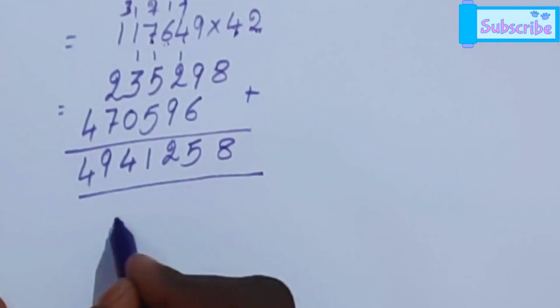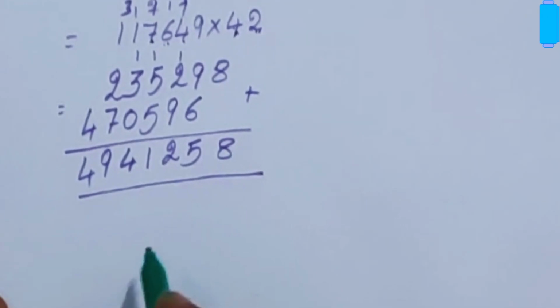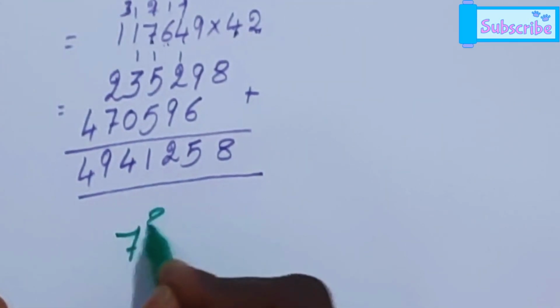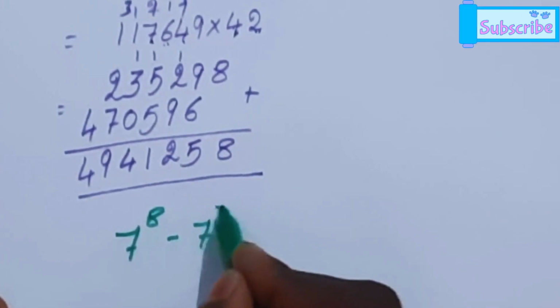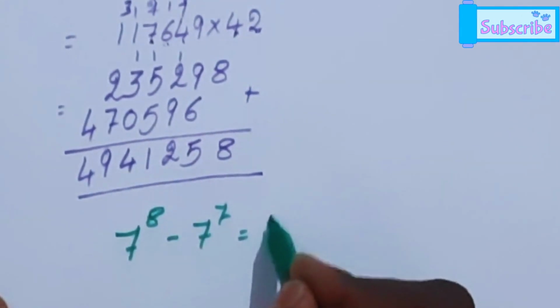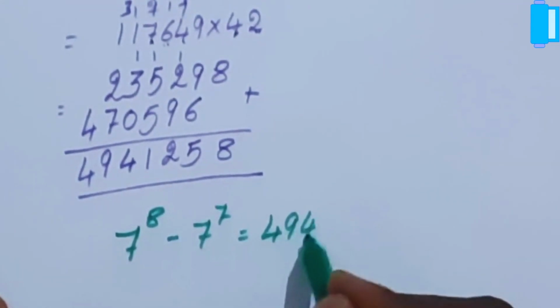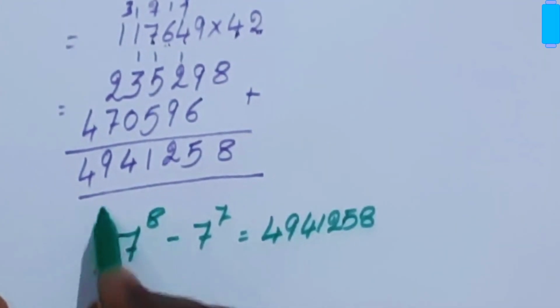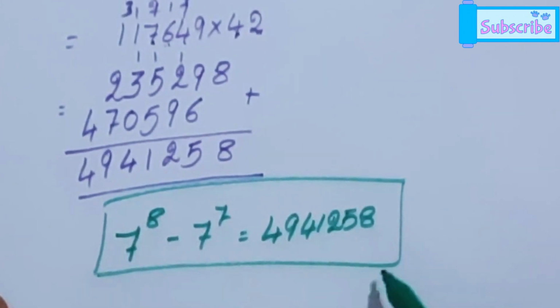This is the final answer for the given problem. That is 7 to the power of 8 minus 7 to the power of 7 equal to 4,941,258. This is the final answer for the given problem.